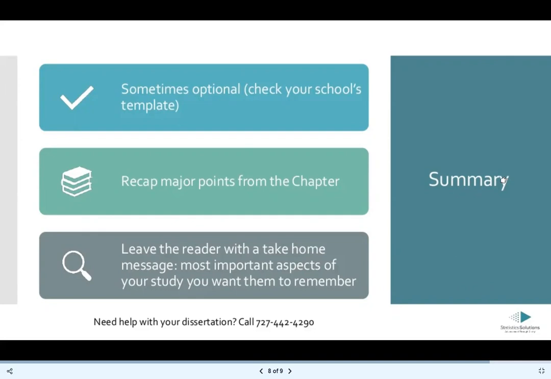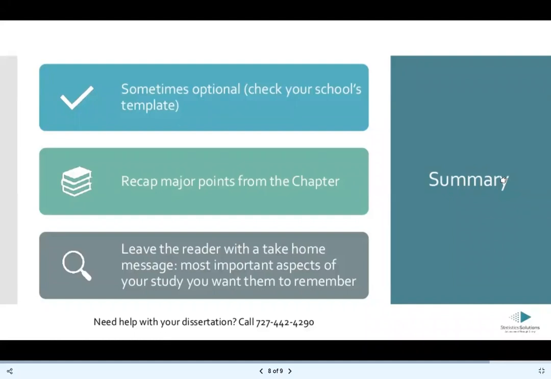But then overall, the summary chapter should just be, if your chair only has time to read the summary, what key points do you want to include in that section? So here really trying to be brief and concise and just providing the key messages that are of importance to your entire discussion section. So just thinking about what those take-home messages are.